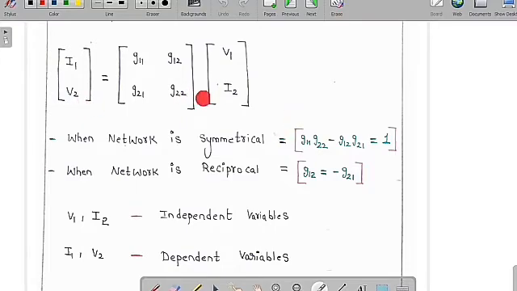So now if you know the H parameter, you can get the G, which is G is equal to H inverse, or H is equal to G inverse. So simply if you know Z, you can easily find Y. If you know Y, you can easily find Z. Similarly, if you know T, you can find T dash. If you know T dash, you can easily find T. Similarly, if you know H, you can find G. If you know G, you can easily find H, because they are inversely related to each other.